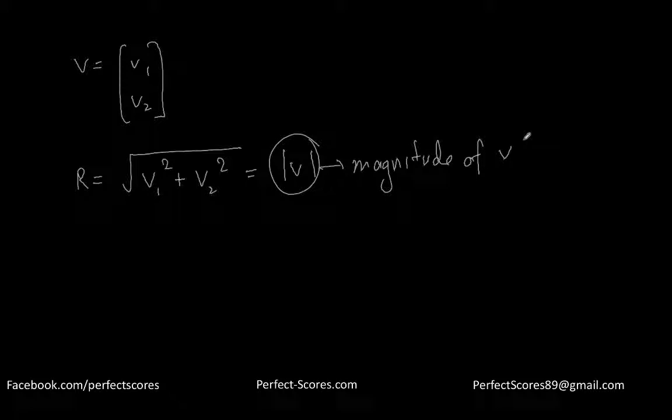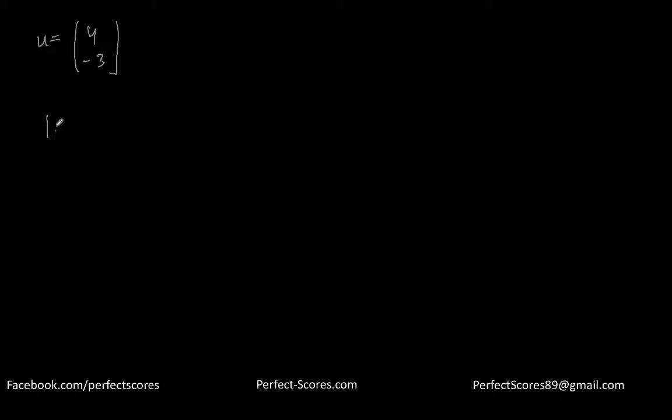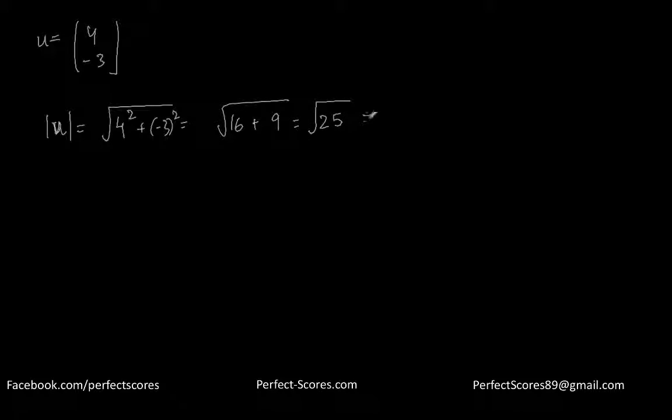Okay, so let's see some questions here. Let's say, for example, I have vector u as (4, -3). If I want to find the magnitude of u, that would simply be the square root of 4 square and -3 square, which would be equal to the square root of 16 plus 9, which would be equal to the square root of 25, which would be equal to 5. So that would be the magnitude of u.